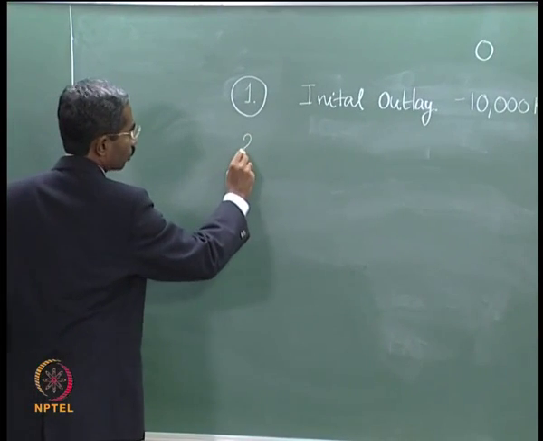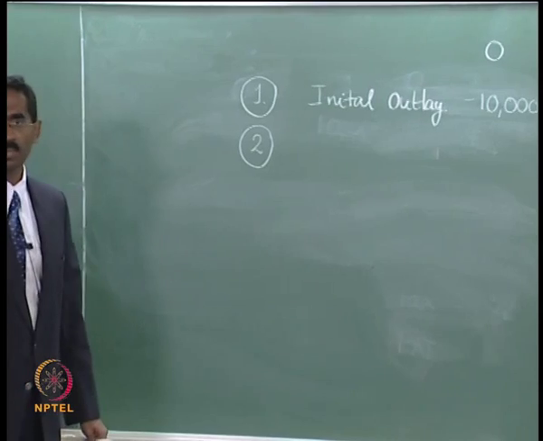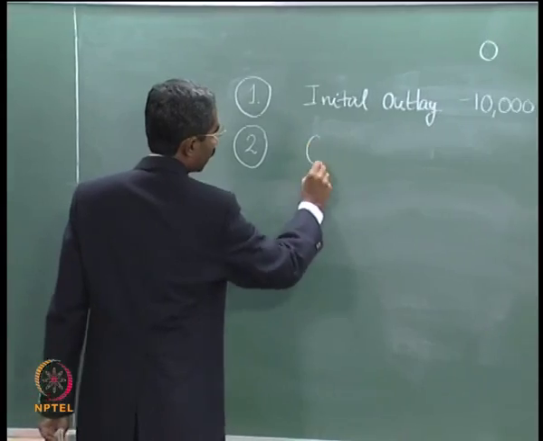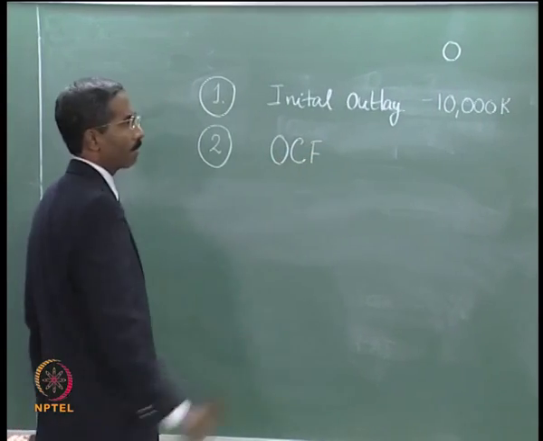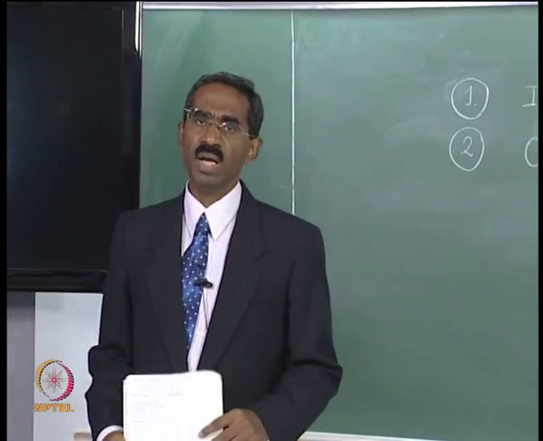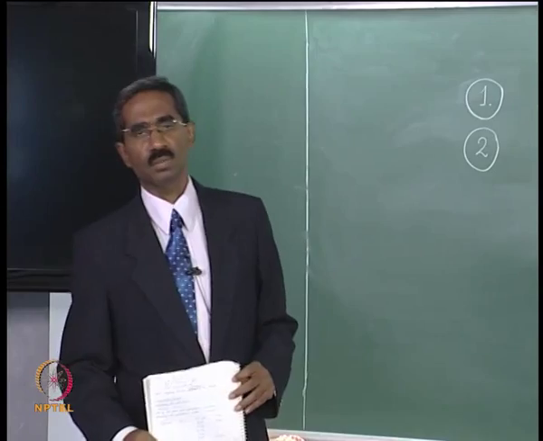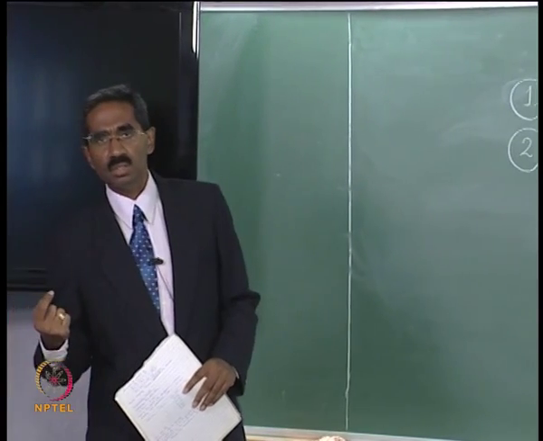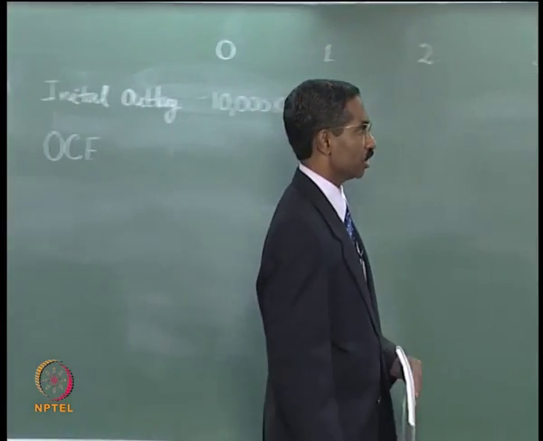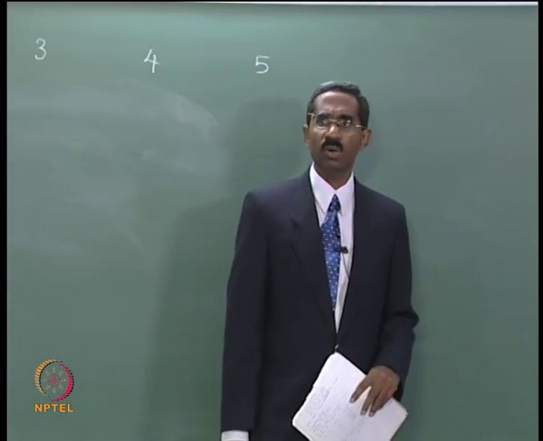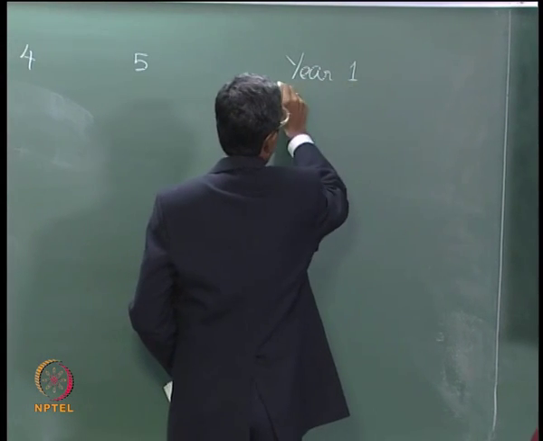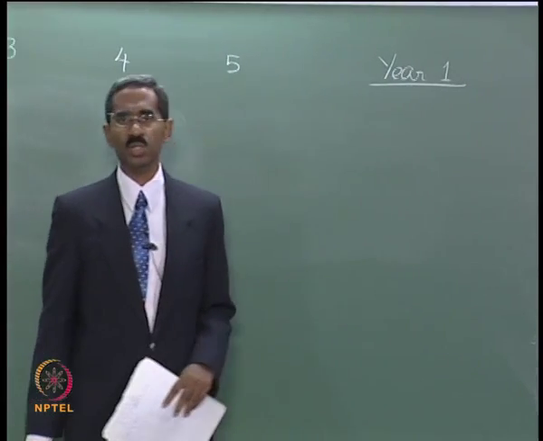Then we will have to account for your operating cash flows. So what are operating cash flows? Operating cash flows are nothing but the profit after tax plus your depreciation. For each of the years we will have to determine the profit after tax and then your depreciation. So what is the profit after tax for year 1? I will give an illustration for year 1 and have you determine the operating cash flows for the remaining years.